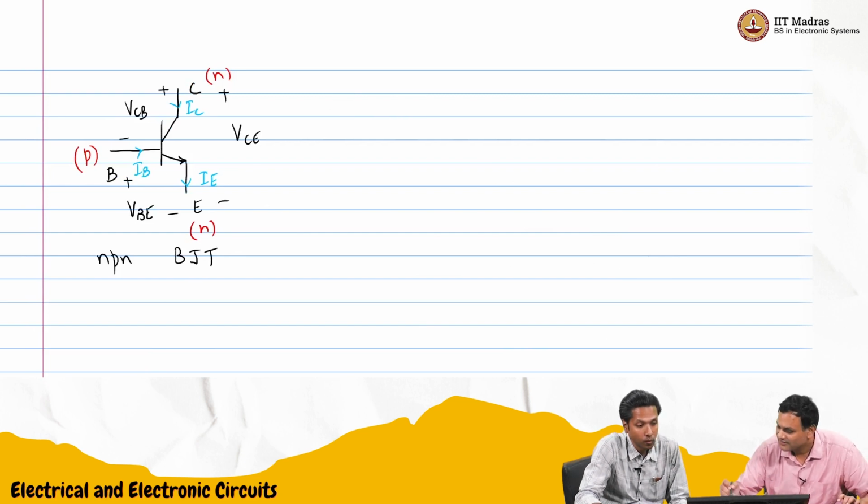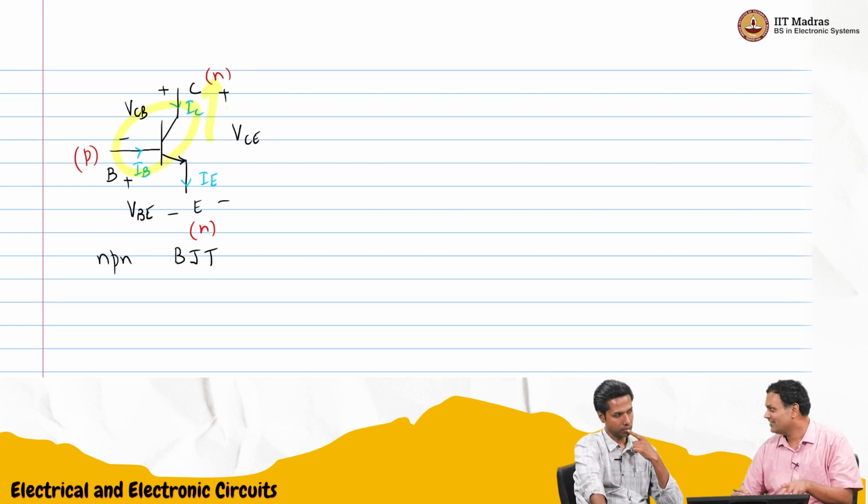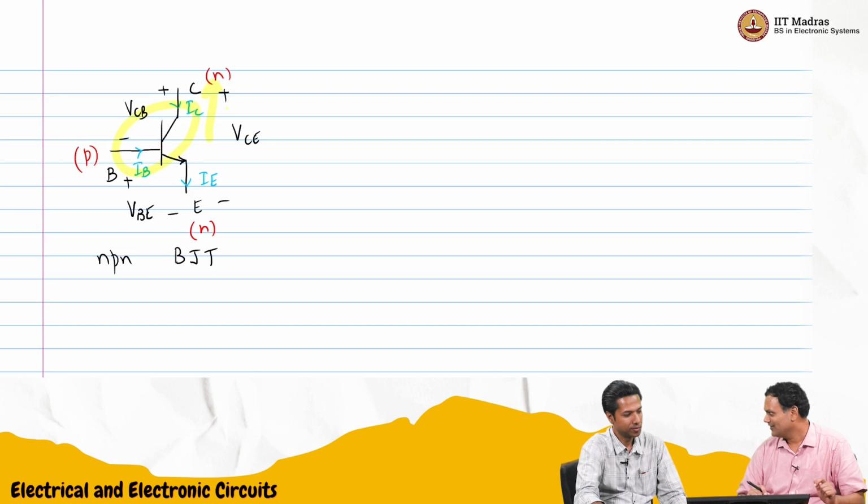I'll highlight this. We said that this junction is reverse biased, but there is still current flowing through the collector. So the operation of this device is not just like a PN junction. Even though we put two PN junctions together, there is something extra going on there. So maybe I will check with some devices book.